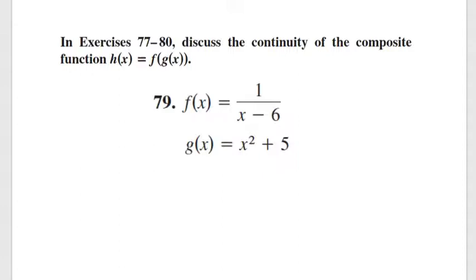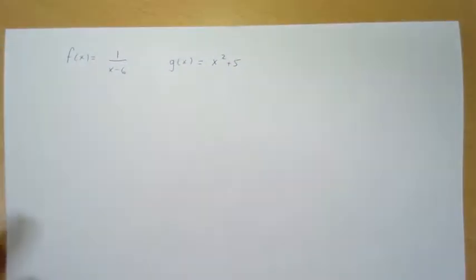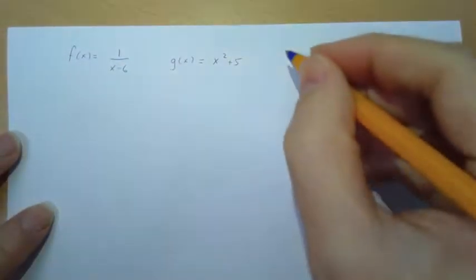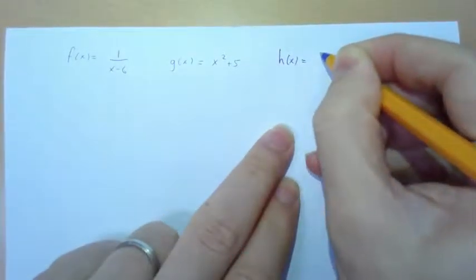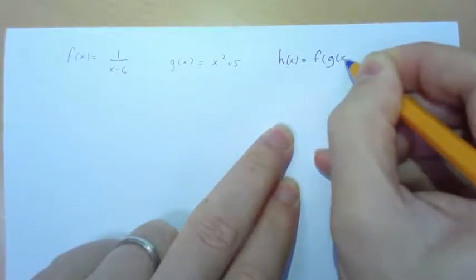Right, so let's see how we can solve this question about the composition of functions. So we have f of x equals 1 over x minus 6, g of x equals x squared plus 5. What about h of x, which is f of g of x?